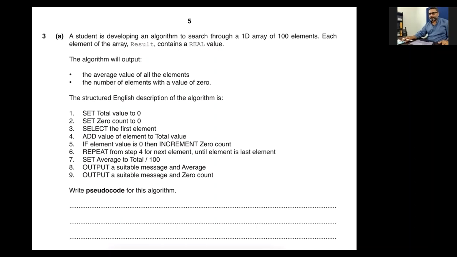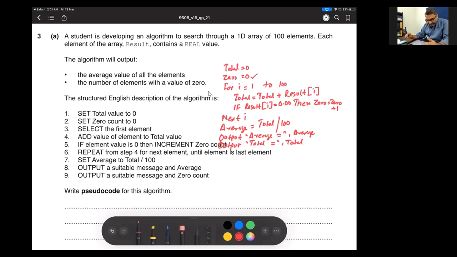I'm sorry, I think while I was writing, it was not appearing on the screen. So let me just revise it for you. You can see that it says set total value is equal to zero, so it has made it zero. Set zero count to zero, we have done it over here. Then select the first item. This is how we have selected a loop to start with.